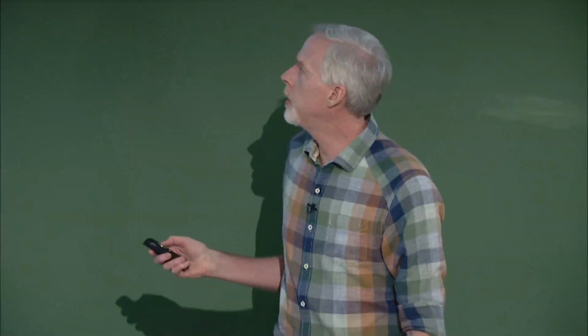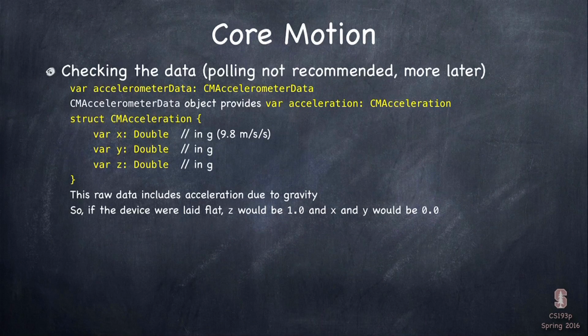Now, again, we're talking about polling here. How do I then say, okay, you've got the accelerometer turned on, what is the current value of the accelerometer? You just use this CMMotionManager var accelerometerData, and it gives you this struct, CMAccelerometerData, and it's got the acceleration in X, Y, and Z.